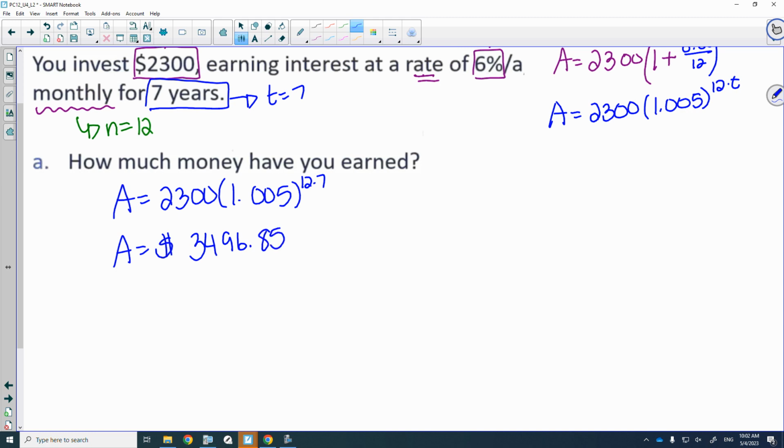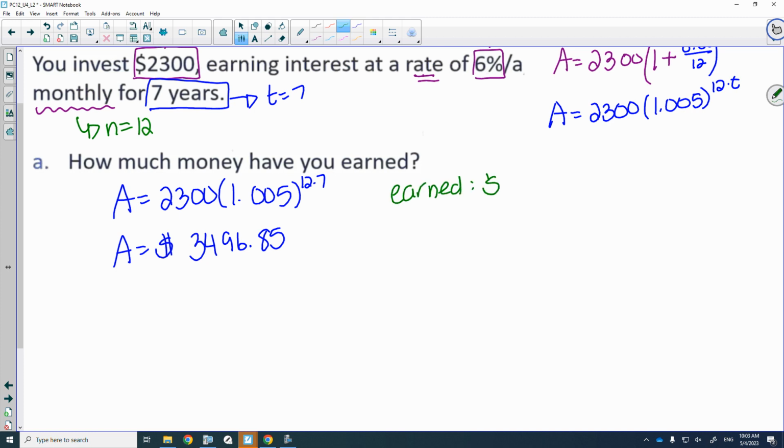$3,496.85. Now, earned is what you made. That's not what I made, right? Because I initially put in $2,300. How do you figure out what you earned? Yes, you subtract.